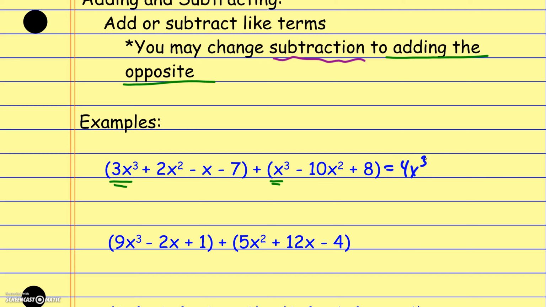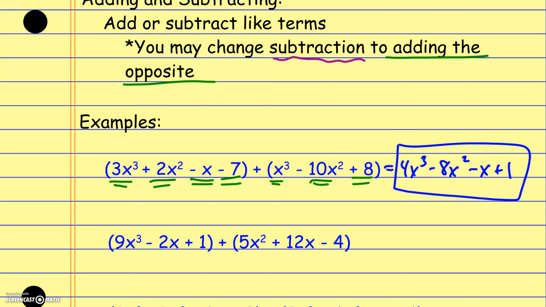All right. Here the 2x squared and the negative 10x squared, those are like terms. When I add those together, it's going to give me a negative 8x squared. Here the negative x doesn't have a like term. So basically, I'm going to add nothing to it, which means it stays the same, so it's going to stay as a negative x. And then the negative 7 has a like term with the positive 8, and when I add those together, it gives me a positive 1. And that's it. So I'm combining like terms, I'm adding the coefficients, the variable portion stays the same.